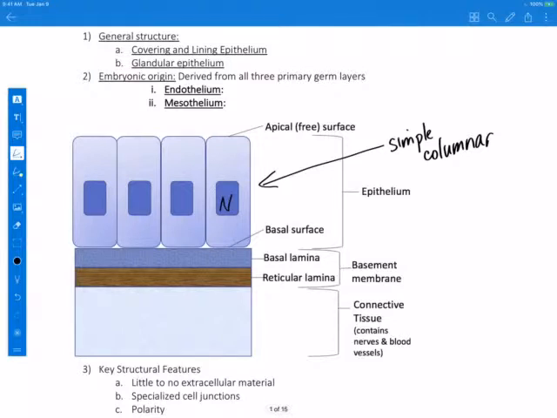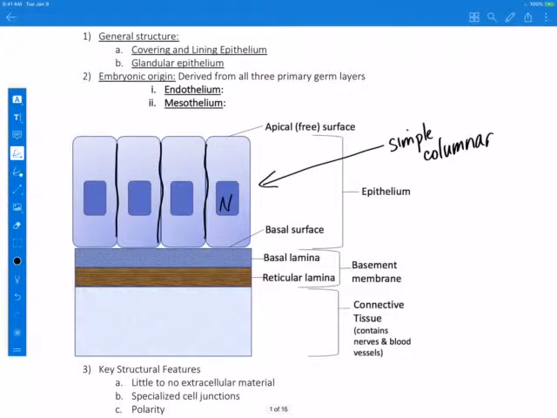It also has specialized cell junctions. And the cell junction is the part of the cell that is adjacent to the cell sitting beside it. So this line that I'm drawing makes up the cell junction. These lines are the cell junctions. And there are three major types of cell junctions between epithelial cells that we'll talk about in a moment.